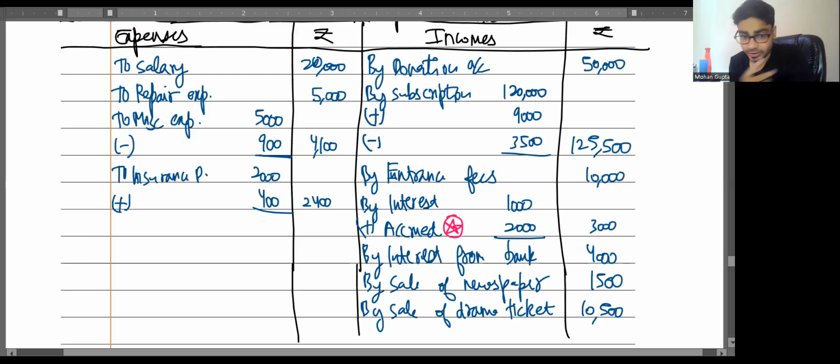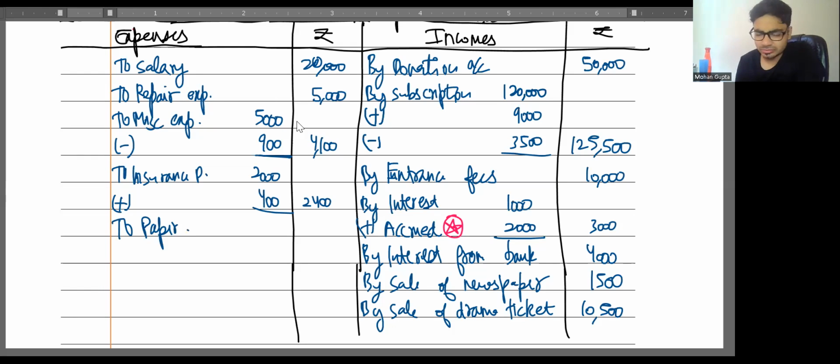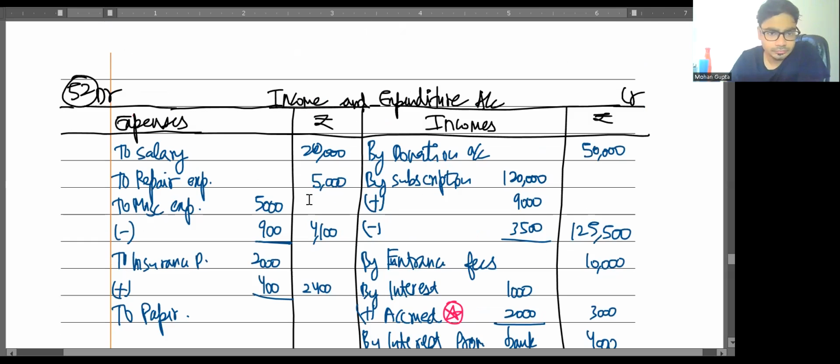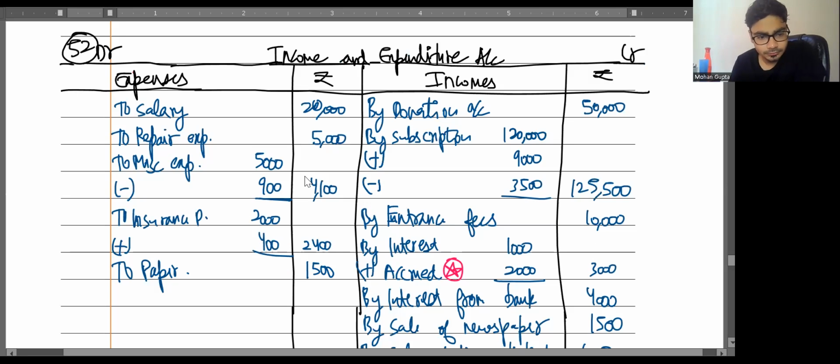Okay, continue. Then to paper, ink, etc. But that goes to the balance sheet. No, this is stationery. Oh yeah, this is an expense. To paper, ink, etc., 1,500. And then drama expenses, 5,000.